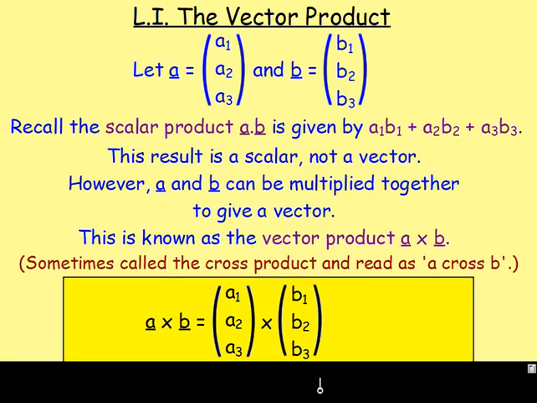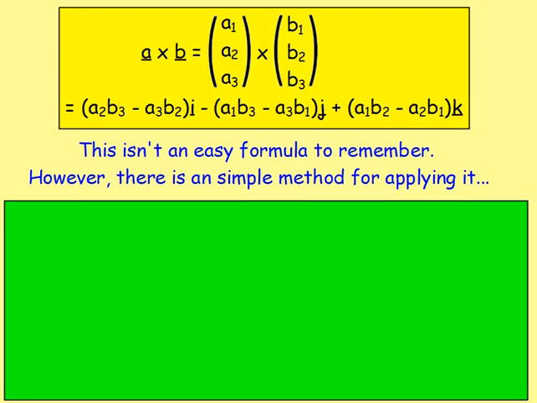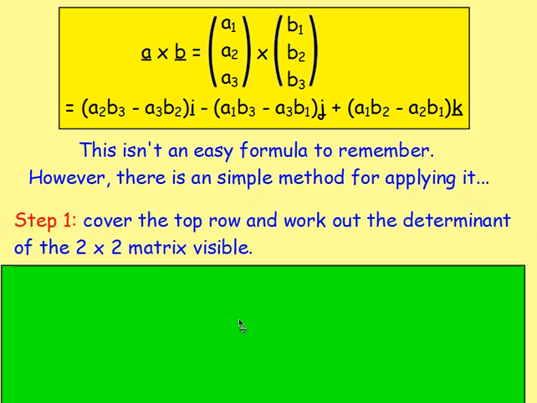The way you work it out is you would need a couple of vectors, A and B, and in order to multiply them together to give you a vector, you would use this. That is not an easy formula to remember, but there is an easy way to apply it. What you can do is, if you cover up the top row, you can then work out the determinant of the 2 by 2 matrix that is visible.